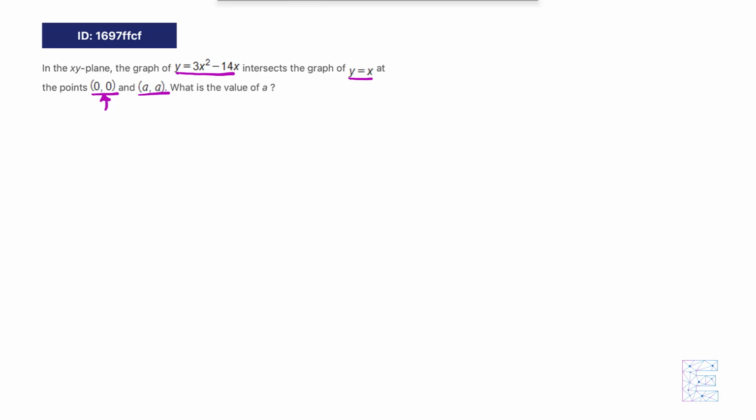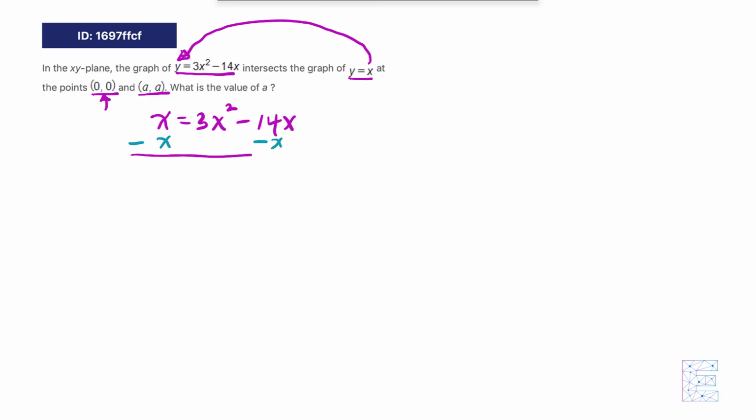So bear with me. Let's solve this using algebra, specifically the substitution method. Since y equals x, we can take this x value and plug it in place of this y. So we have x equals 3x squared minus 14x. Remember, when you're solving a quadratic equation, you have to set it equal to 0. So to set this equation equal to 0, we are going to subtract x from both sides.